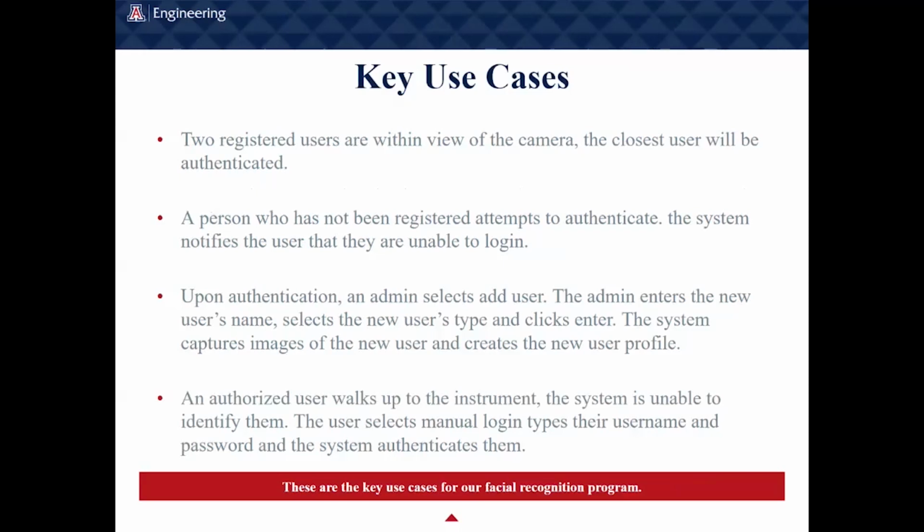The first use case shows that the system will log in the closest user to the camera. The second use case shows that the system will display an error notification if a user is unable to be authenticated by the system. The third use case shows the functionality of adding a user. The fourth use case shows that when a registered user can't log in with the facial recognition system, they will have the option to log in manually.